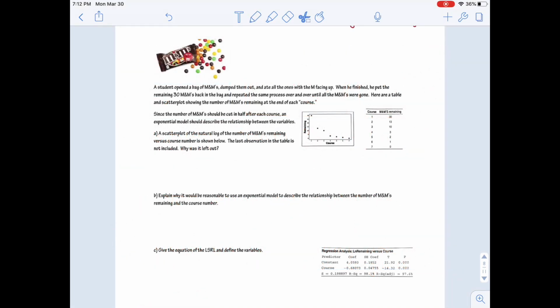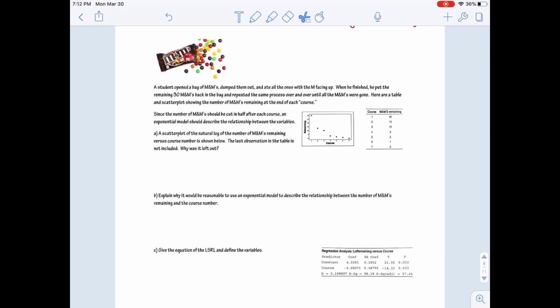A student opened a bag of M&Ms, dumped them out, and ate all the ones with the M facing up. When finished, he repeated that same process all over. Okay. And I do this activity a lot with kids, and you notice it's not linear right away. Sometimes I'll do, you start with an M&M. If it lands with M up, you add another M&M. So you drop 2. If both are M's, you add 2 more, and you eventually see that exponential graph that occurs from that. So here's the table they ended up with.